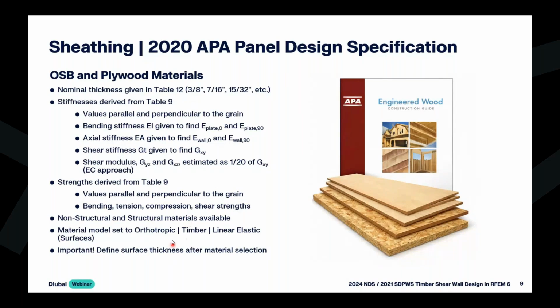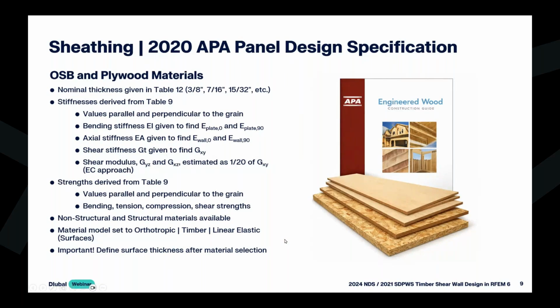A couple important notes here when we talk about modeling in RFEM. We do need to modify the material model to orthotropic timber for surfaces. Now, this will make a little bit more sense in just a minute when we get back into the program. Also important is that we're selecting the thickness within the material definition, but we actually need to input the thickness when it comes to the RFEM modeling for the surface. So again, this will also make more sense in just a minute.